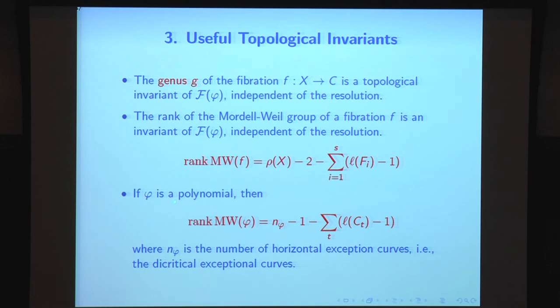For example, if F is a polynomial and the fibration is induced by F, then the rank of the Mordell-Weil group is an invariant of the polynomial. This can be computed by this formula. Ct is the curve in the plane, and Rct is the number of components. What is n? N is the number of horizontal exceptional curves. This means if you blow up the base point, the minus one curve, the exceptional curve, is not contained in the fiber. So this n phi is the number of this kind of horizontal exceptional curves.